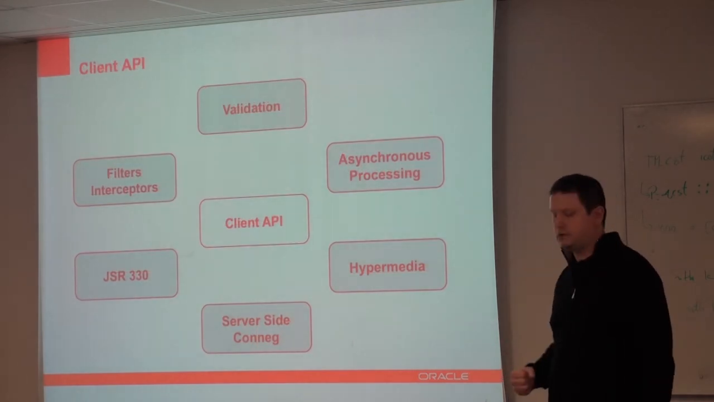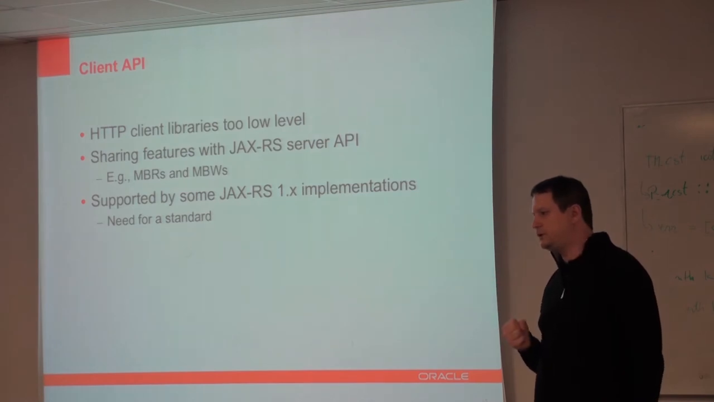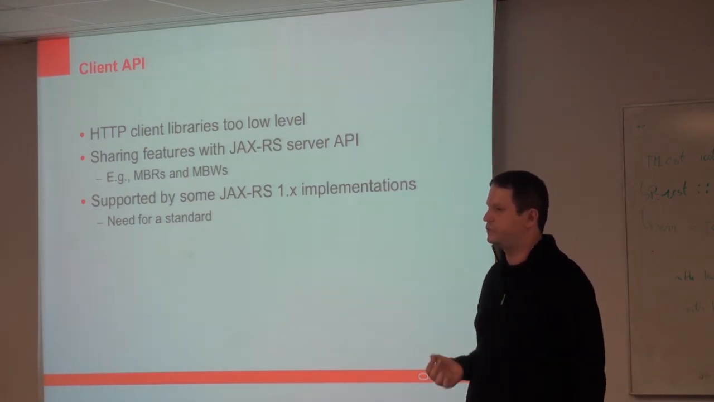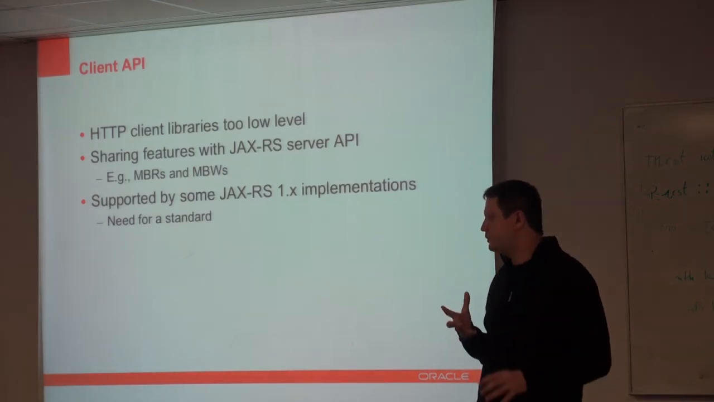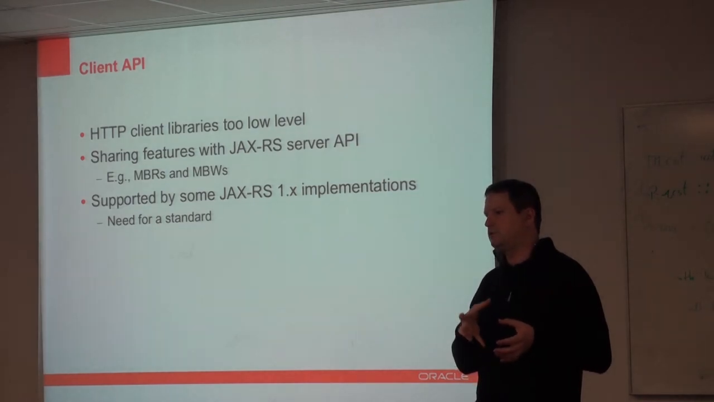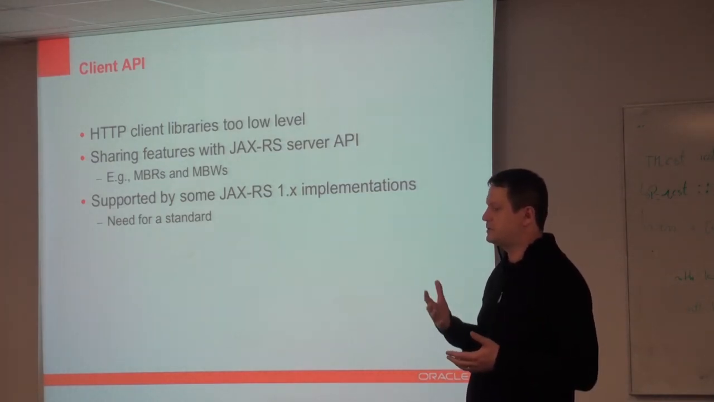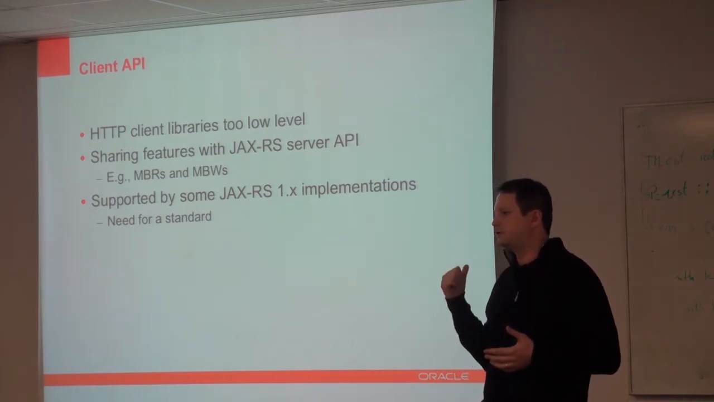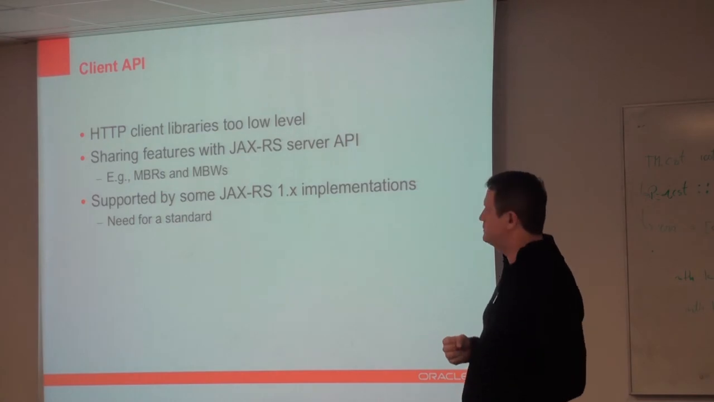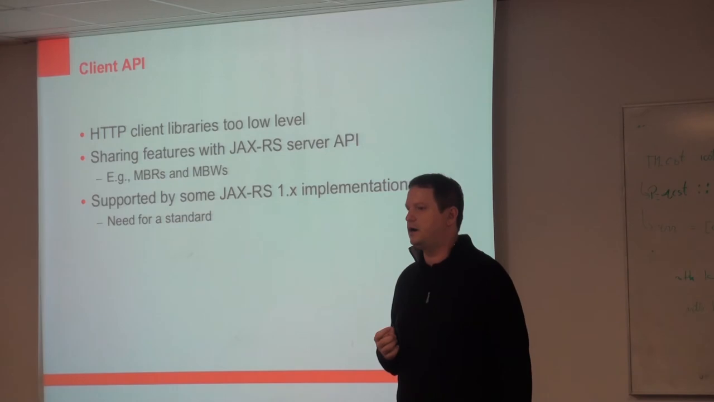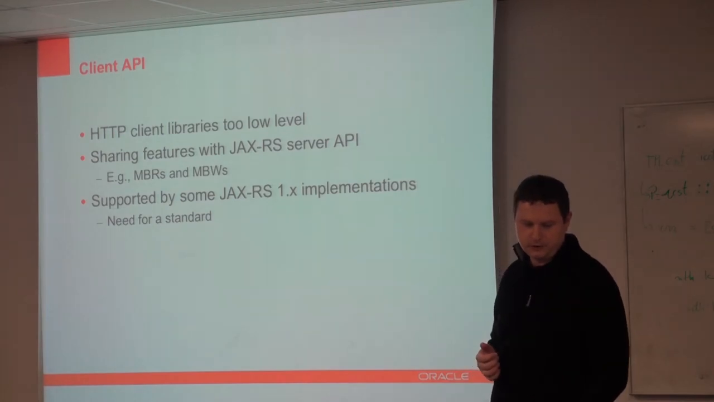Okay, so now let's start with the client API, which is I guess the largest addition and most of the time. The problem with the current HTTP libraries and using them for the RESTful purposes is that they are too low level for us. And basically, we also wanted to have this nice kind of decoupling of the entity serialization and deserialization from actual entity representation in Java. So we wanted to reuse the message body readers and writers from JAX-RS 1.x. And last but not least, obviously every major implementation of JAX-RS 1.x is currently already providing some kind of a client API. So if everybody's providing it and people need it, why don't we just standardize upon it together?